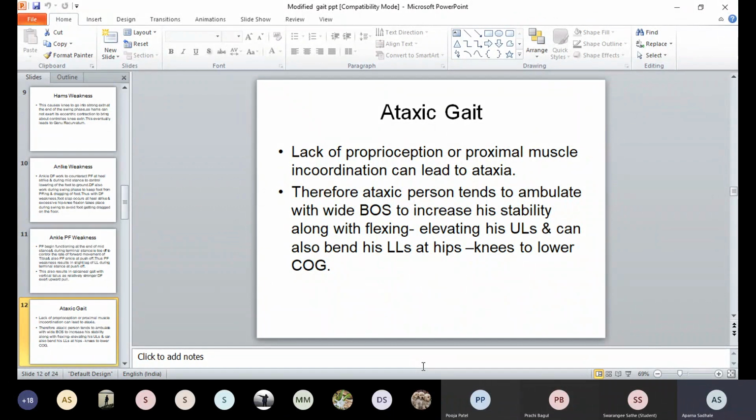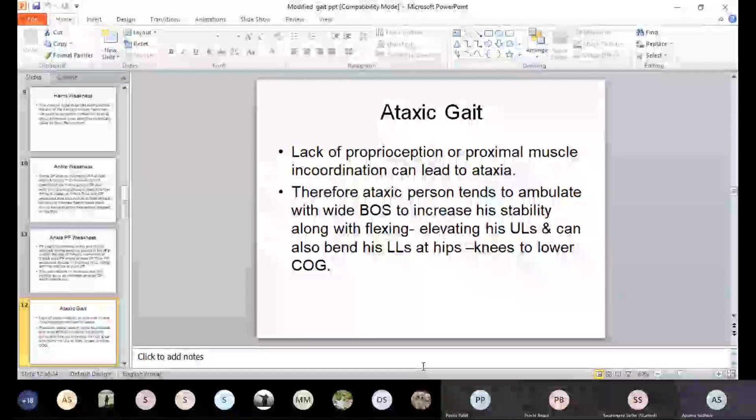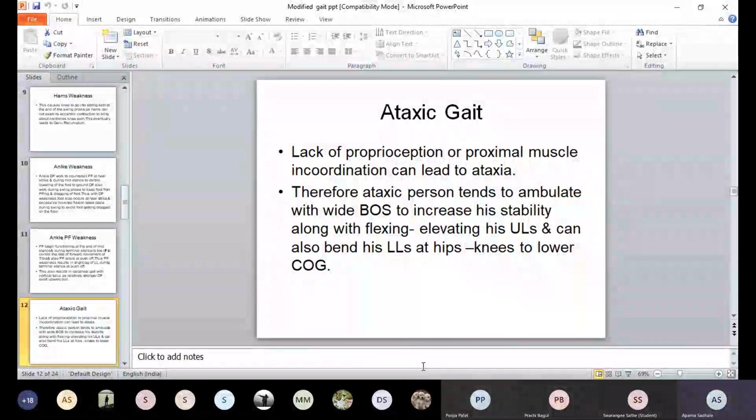In upper motor neuron lesion, again we saw it could be because of tonal changes, because of muscle weakness, and again because of sensory involvement. The second major reason to show pathological gaits is orthopedic or musculoskeletal problems. So it could be contractures, or deformities, or a painful joint condition. Any of these can also lead to pathological gaits.